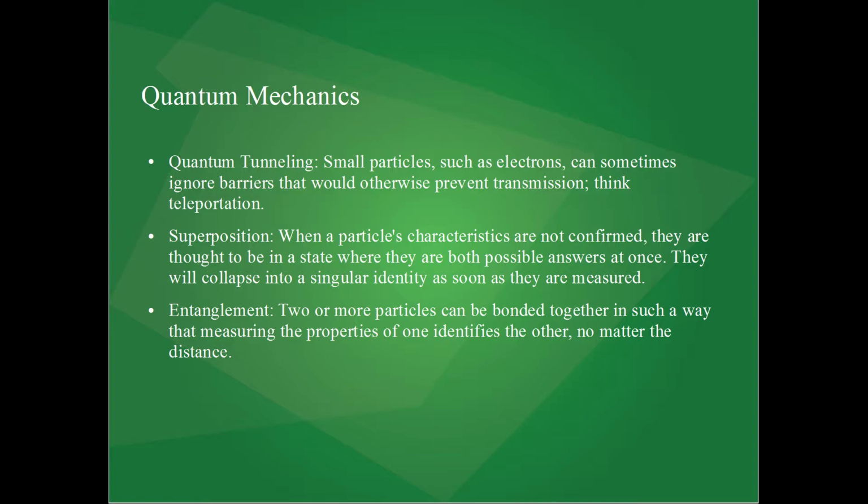Superposition is when a particle's characteristics aren't confirmed, such as their spin, which, when it's not defined in such a way, means that they can be both possible answers at once. They aren't set as one until they're determined. Entanglement is when multiple particles are bonded together such that when you measure one, it tells you what the other one also is, no matter the distance or when you do it.